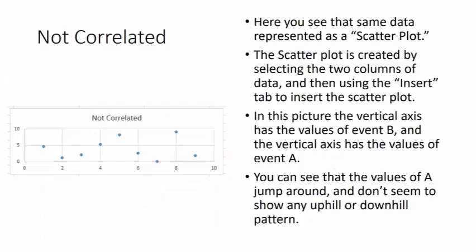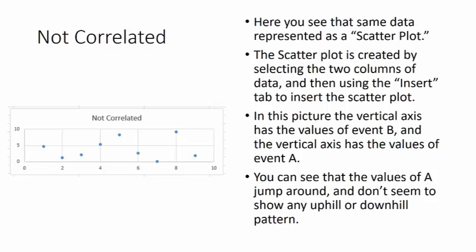So if I were to plot these using a scatter plot, in other words, I select both columns and then I go into the Insert tab of Microsoft Excel and I insert a scatter plot. It's one of the different plots you can select. So the vertical axis has the values that event B showed up with, the kind of scrambled up values. And the vertical and the horizontal axis, it says vertical here on the slide, sorry about that.